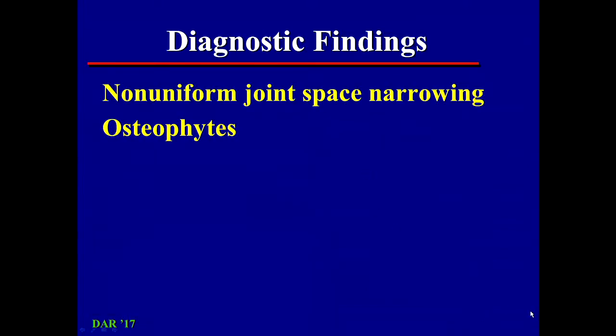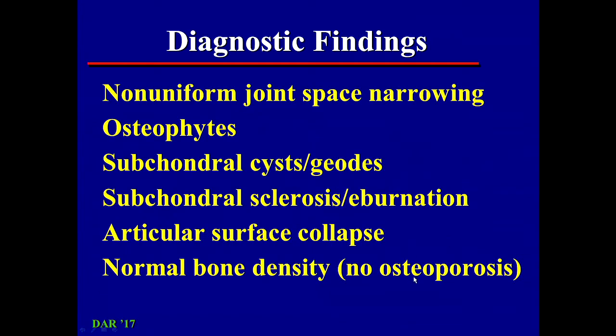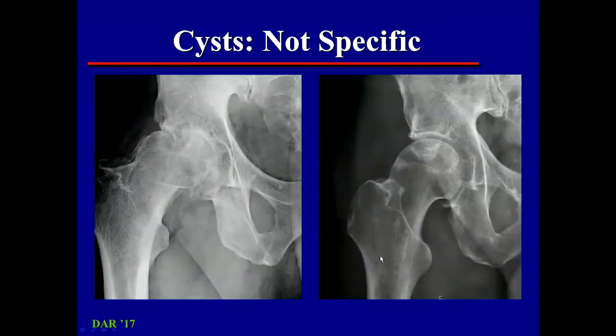Now, there's a bunch of other findings that people will describe with osteoarthritis, and we're going to go through each of them. I ignore all of them. And why is that? Because even though they occur, they are not going to help you make a specific diagnosis. So let's start with subchondral cyst formation. Cysts are not specific. Here's two different patients with hip disease.